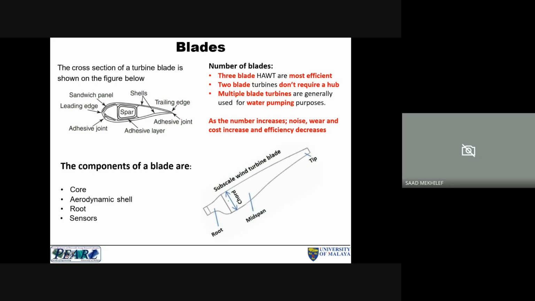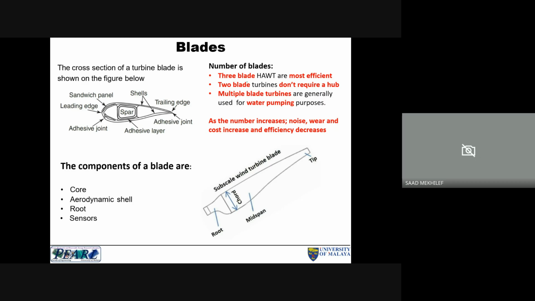Blades are maybe the most expensive components inside the wind turbines. Okay, and because of the materials they are made of, they are very light and also very strong. It's the same material used to fabricate the airplanes, the wings of the airplanes. It's fiberglass, so very light and very strong.